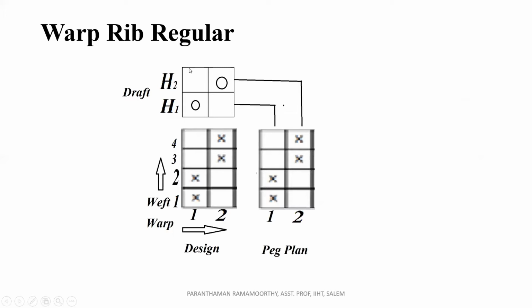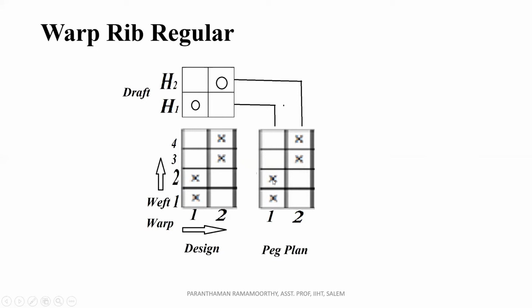So it's a simple warp rib weave arrangement. Here we are using a 2 by 2 warp rib: 2 up, 2 down in the first end, and 2 down and 2 up in the second end. Then next, the drafting arrangement, the heald frame 1. The first end is drawn through heald frame 1, and the second end is different from the first end, so the second end is drawn through heald frame 2.